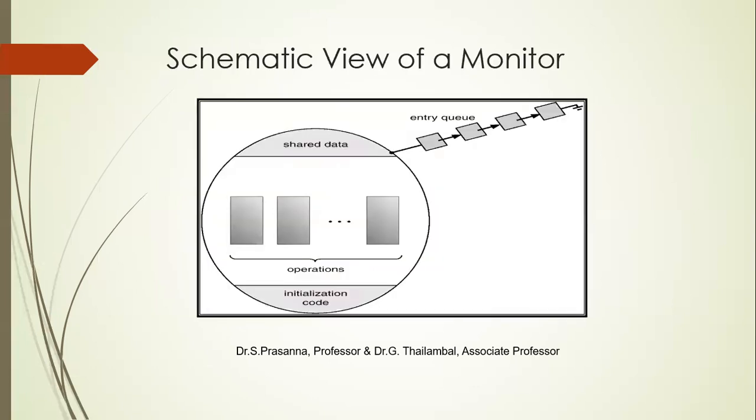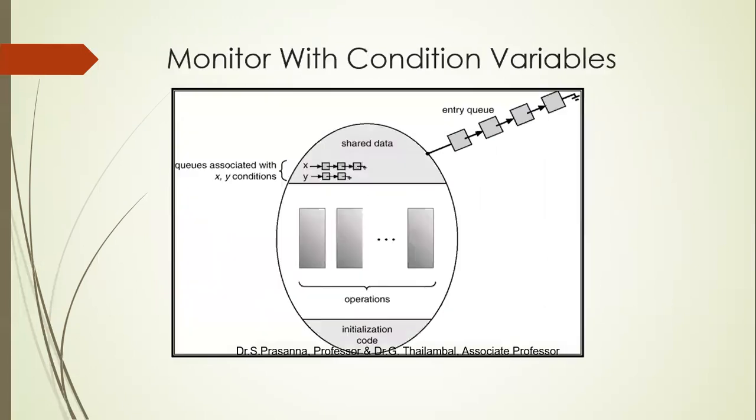And this is the schematic view of a monitor. Inside the monitor, you have shared data, its initialization code, and all the operations to be done. The entry queue holds the processes that are waiting to access this monitor. And in the monitor with condition variables, you are giving queues associated with the x and y conditions. You can see that x contains 3 processes and y contains 2 processes.